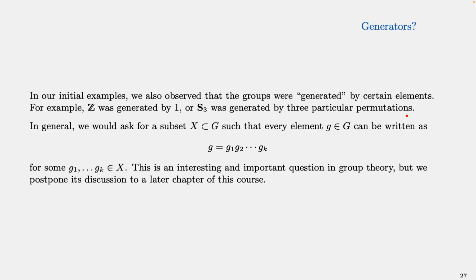So the general question to ask here would be, is there some subset X of our group G, such that every group element can be written as a product g equals g1, g2, up to gk, of elements that are contained in this set X. So this would be our generating set then. And this is indeed a very interesting and important question in group theory, but I do not want to discuss this here. I will rather postpone it to a later chapter of this course where we will look at it in more detail.